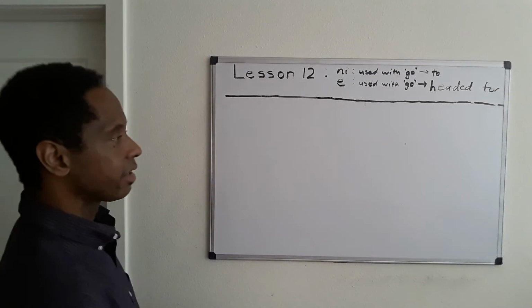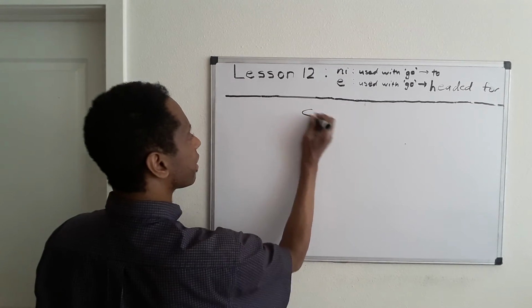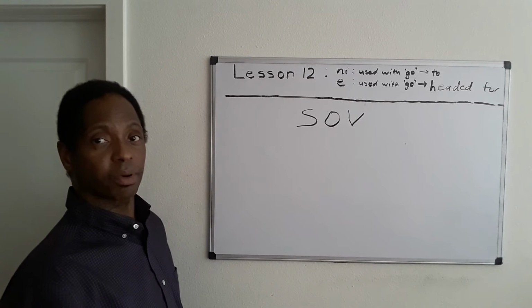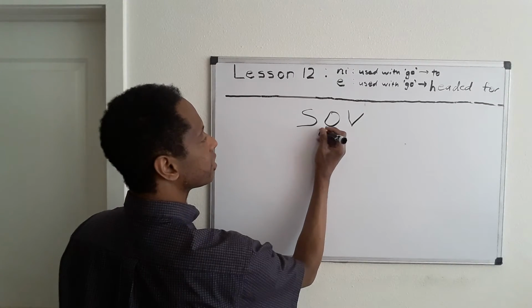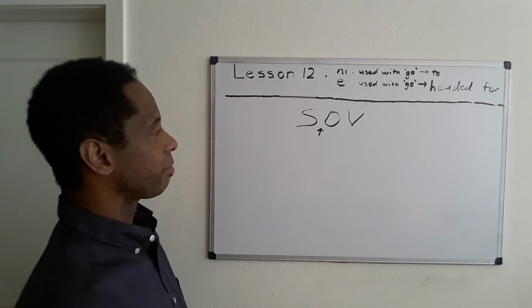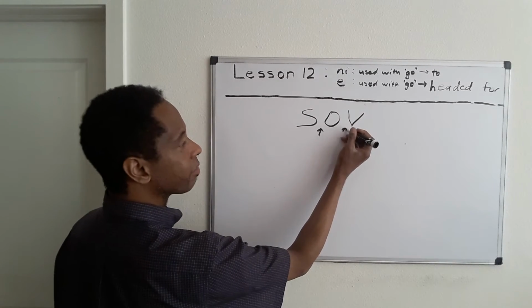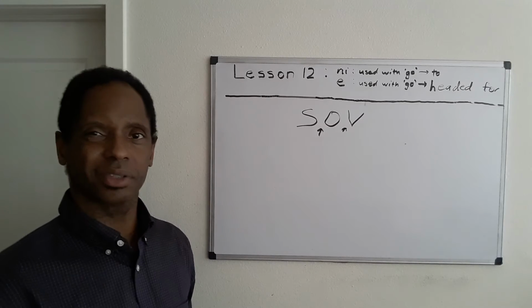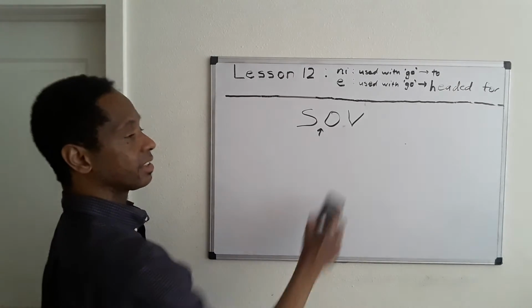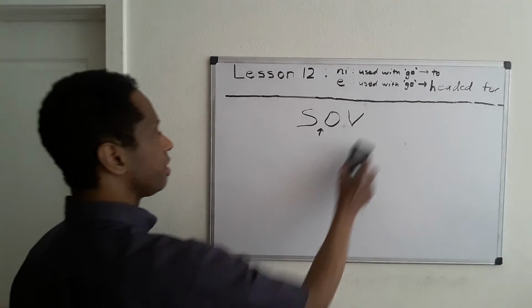Oh, by the way, I forgot to mention, when we're dealing with SOV and we start dealing with other particles, we should usually put them right there between the S and the O. I mean, you could put them in here, but it's usually better just to put it between the S and the O. That goes for last lesson's particles as well, de and e.